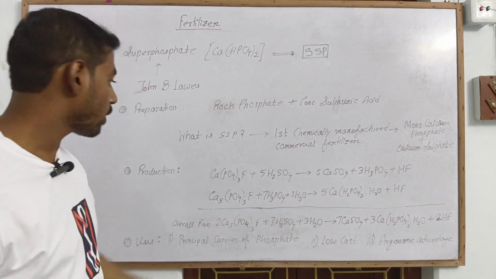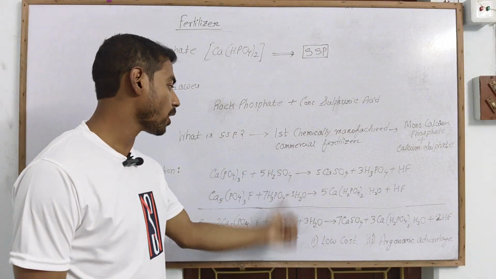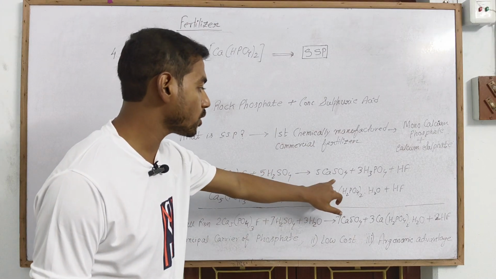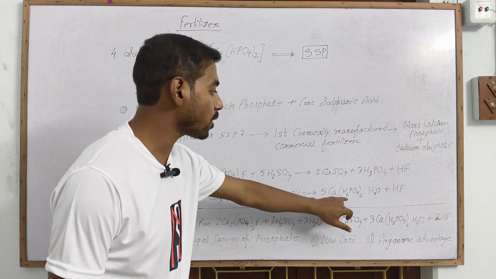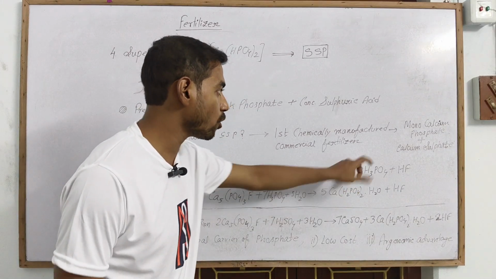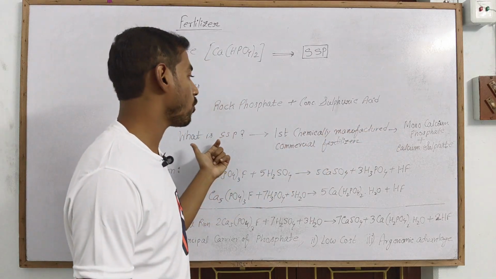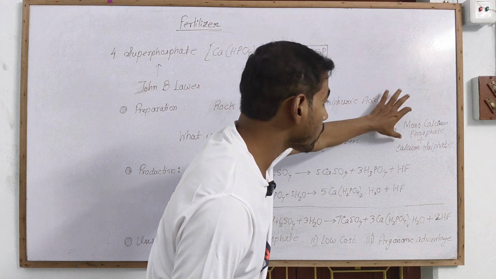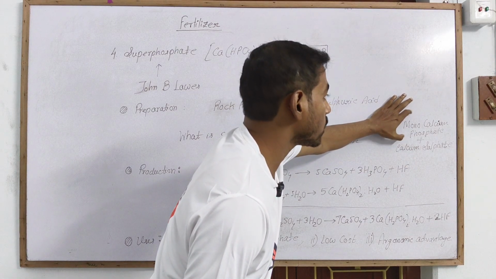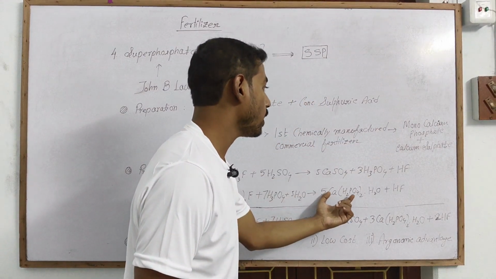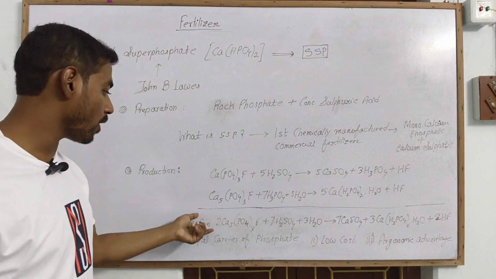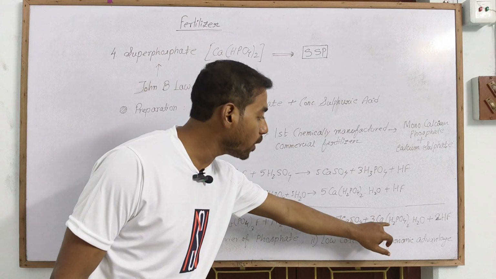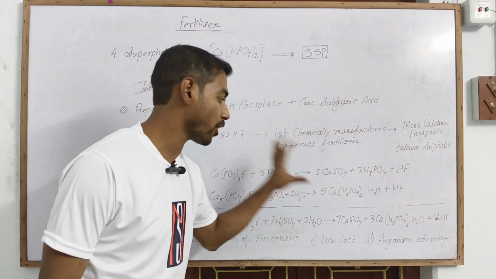So what is happening here? The rock phosphate is reacting with concentrated sulfuric acid to produce calcium sulfate and calcium dihydrogen phosphate. This combination is called SSP, because as we already said, SSP contains monocalcium phosphate and calcium sulfate, but the primary element is monocalcium phosphate, the calcium dihydrogen phosphate. So this is the overall reaction and manufacturing process.